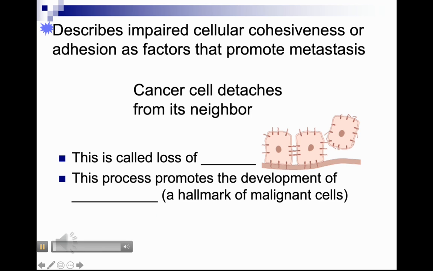One of the things that promotes metastasis is impaired cellular cohesiveness or adhesion. Cancer detaches from its neighbor. This is called loss of adhesion. This process promotes the development of metastasis. A cell separates from the primary tumor and can then invade the blood vessels or the lymphatics and travel to a distant location. This is loss of adhesion. This promotes the process of metastasis.